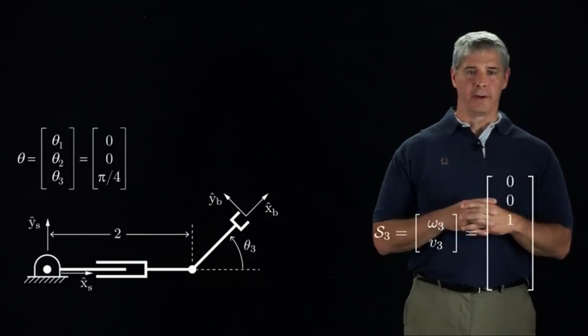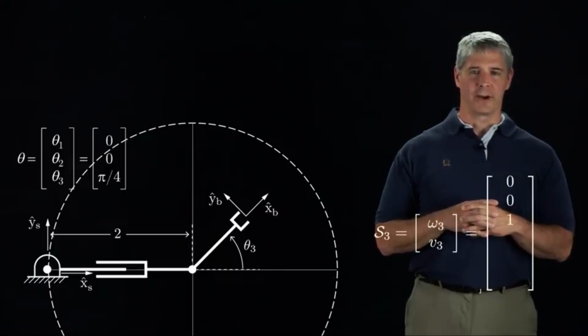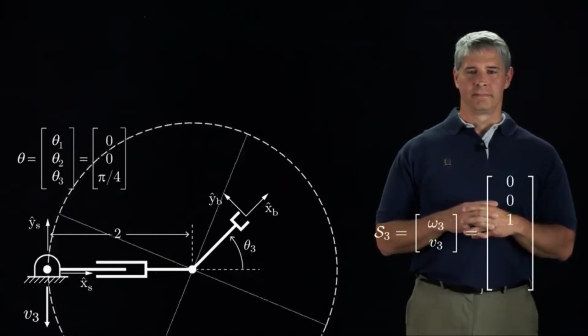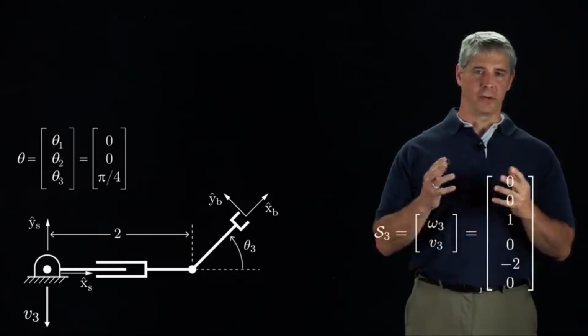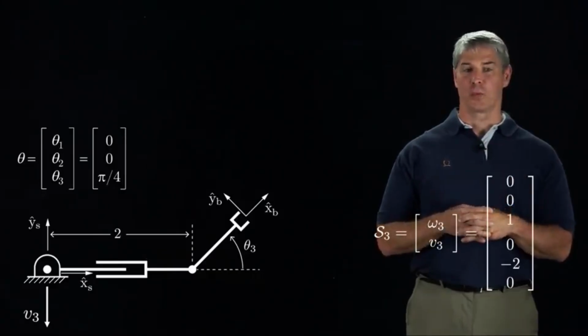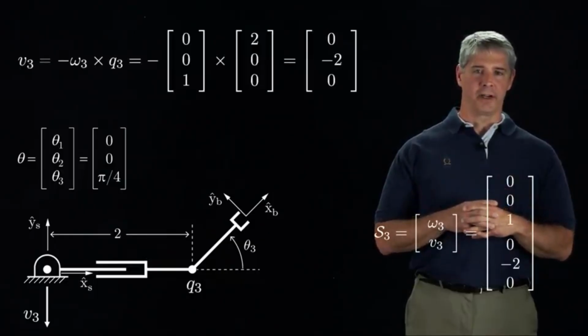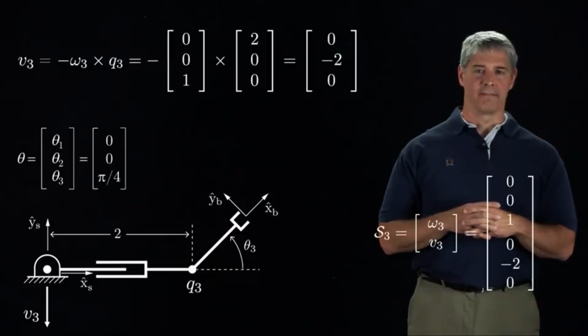To visualize the linear component v3, imagine the entire space rotating about joint 3, visualized here as a turntable. Then v3 is the linear velocity of a point at the origin of the S frame when the turntable rotates with unit angular velocity, as shown here. So v3 is 0, minus 2, 0, meaning that the origin has a velocity of 2 units in the minus y_s direction. v3 could also be calculated as minus omega 3 cross q3, where q3 is any point on the joint axis represented in the S frame.